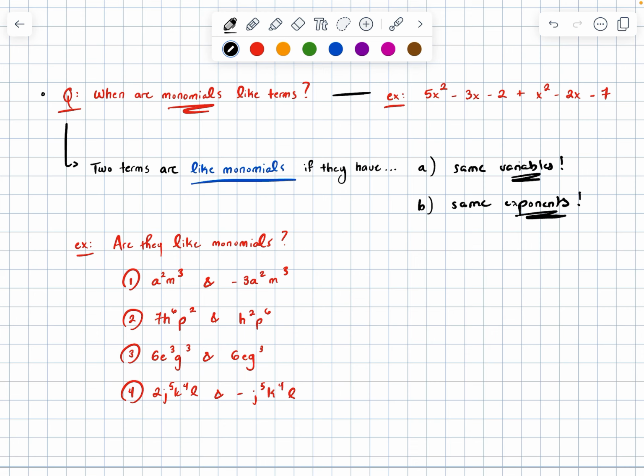In these 4 examples below, I want you to tell me, are they going to be combinable? In other words, do they have all the same variables, and do all of those variables have the same exponents? Go ahead.